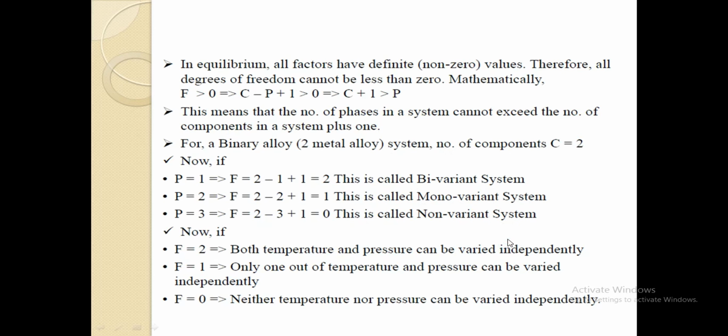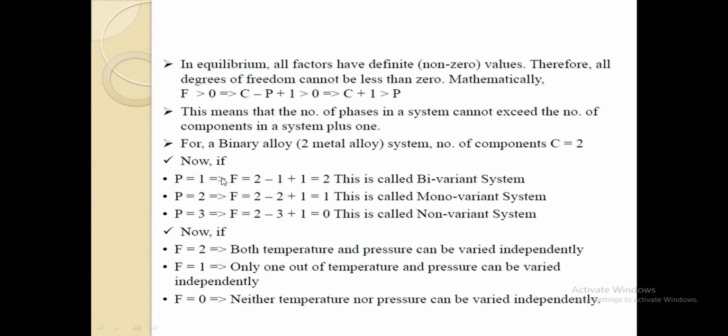In equilibrium, all factors have definite non-zero values. Therefore, the degrees of freedom cannot be less than 0. Mathematically, F greater than 0 implies C minus P plus 1 greater than 0, which implies C plus 1 greater than P. This means that the number of phases in a system cannot exceed the number of components in a system plus 1. For a binary alloy containing two metals, the number of components C equal to 2.